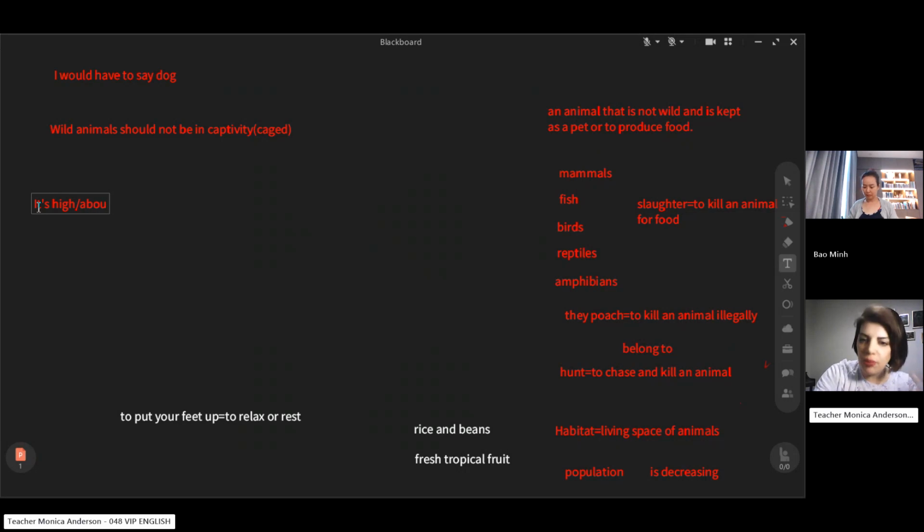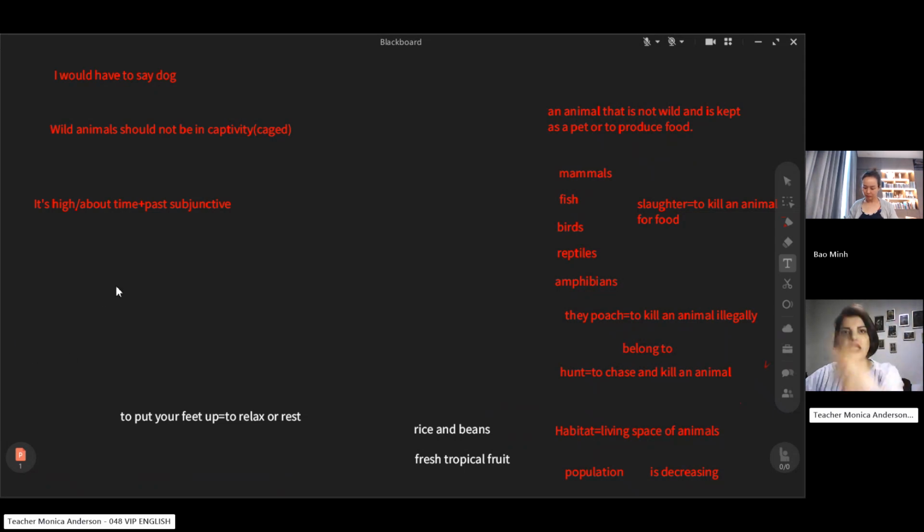Here in the book we have about, but we can also use high. Time plus past subjunctive. Okay, what it means and when to use it? For example, it's high time or it's about time he stopped smoking. So it's about time or it's high time he stopped smoking.